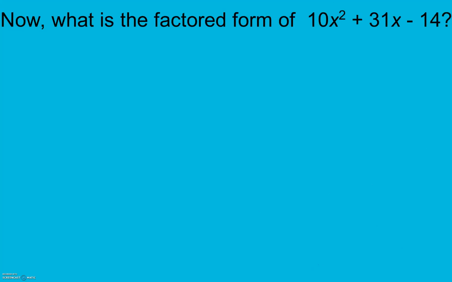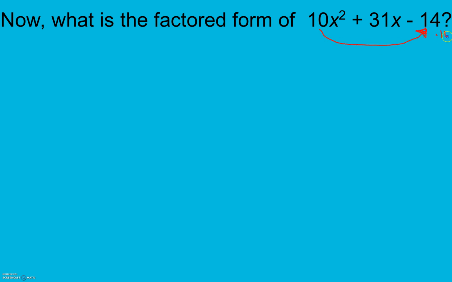Now, feel free to pause here again and give this a try if you'd like. If we look again, 31 is prime. I can't take it out of a 10 or 14, and I don't have any variables to take out, so I don't have a greatest common factor to worry about. So I'm going to use my swing method.